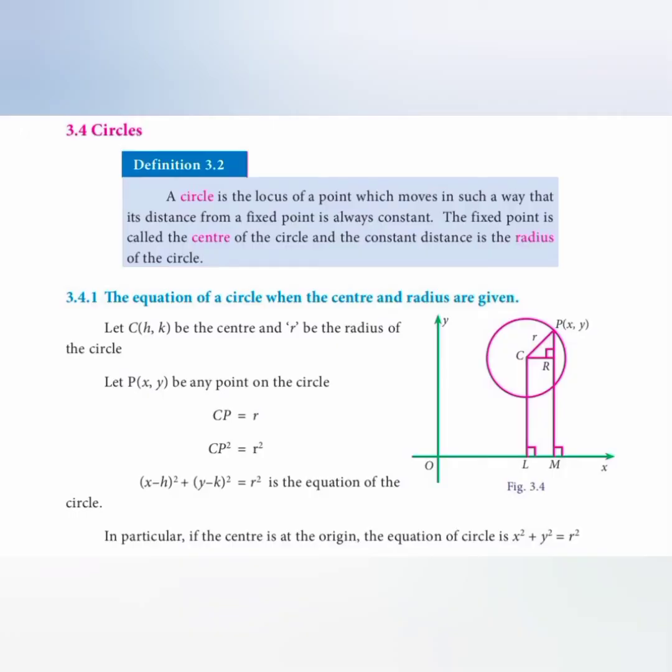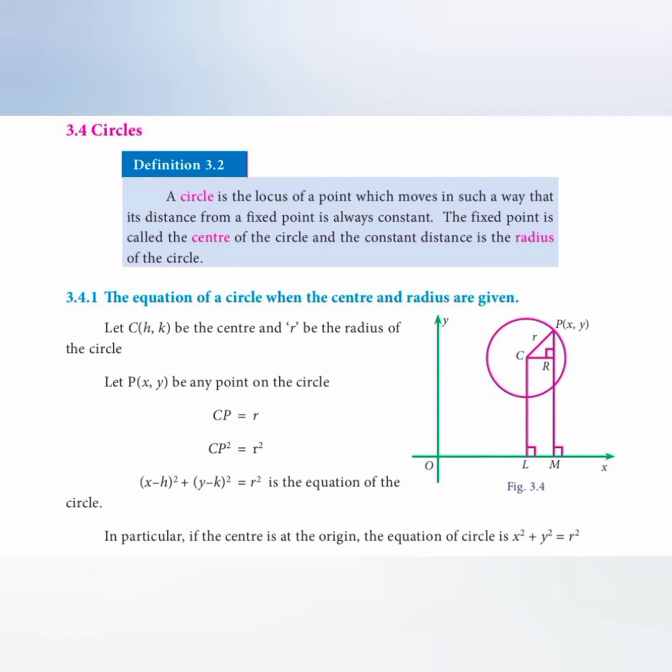First, let us see the definition of a circle. A circle is the locus of a point which moves in such a way that its distance from a fixed point is always constant. The fixed point is called the center of the circle and the constant distance is the radius of the circle, as you all know already. The equation of the circle with center and radius given is (x - h)² + (y - k)² = r².